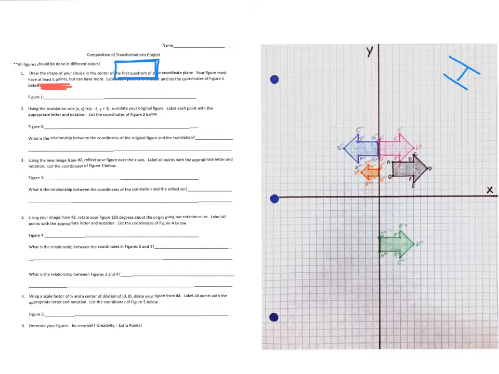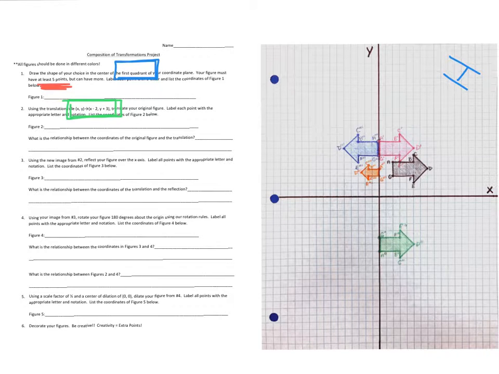Now, once you have your design over here in the first quadrant, the first transformation that I ask you to do is a translation. So what you're going to be doing is you are going to be translating, which means sliding this figure using this rule right here. Now, if we think back to our translation rules, which we went over earlier in this module, remember that these numbers give us a set of directions. So I want to take my figure and I want to go -2 on the x-axis and I want to go +3 on the y-axis.